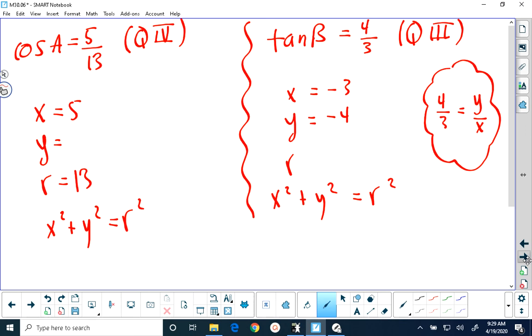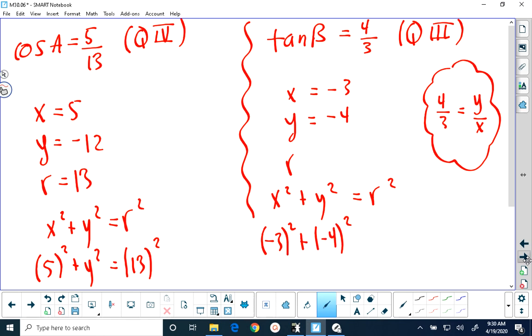All right, when I take 5 squared and add y squared and set it equal to 13 squared, when I solve that for y squared, I get y squared equals 144, which means y is plus or minus the square root of 144. Since this rotation angle A is in quadrant 4, it's the negative of the square root, which is negative 12. And then over here, when I take negative 3 squared for x plus negative 4 squared for y equals r squared, I'm going to get r squared equals 25, which means r is equal to 5.